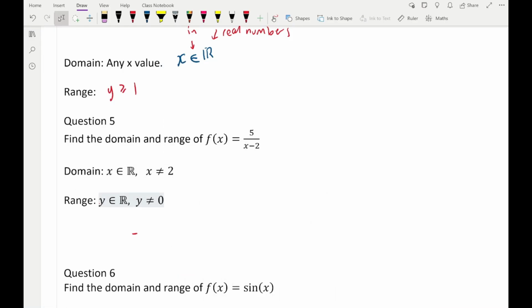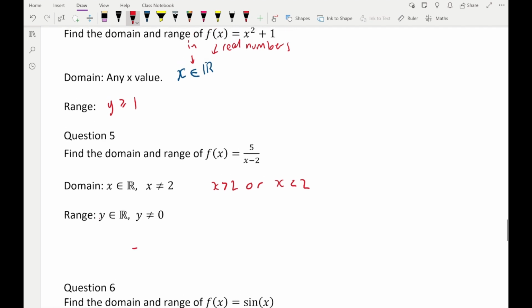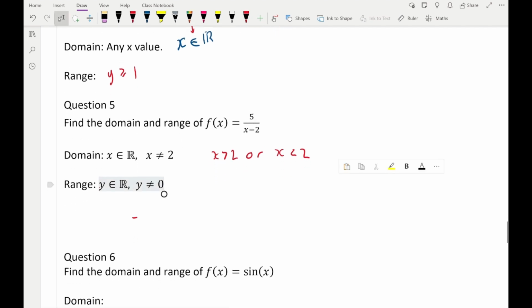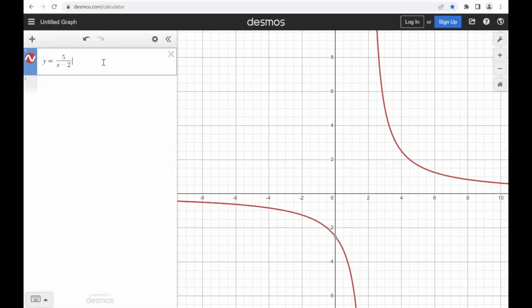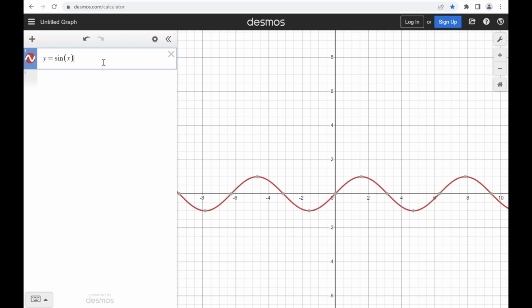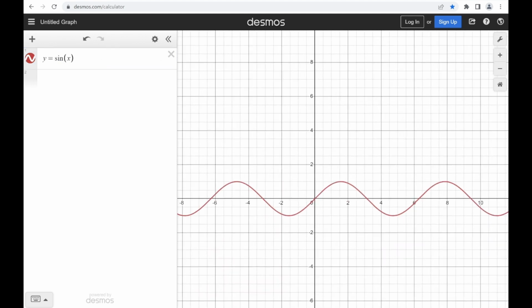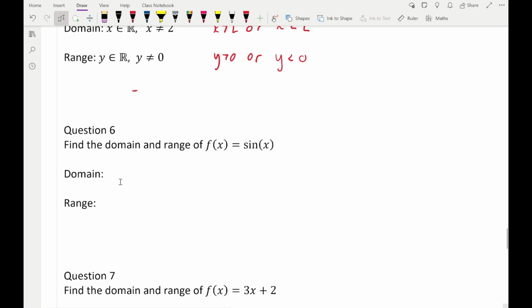Okay, so that's good. The other way you could write this domain is you could write x is greater than 2 or x is smaller than 2. So it could be bigger than 2 or smaller than 2. It just can't be 2. Same here. You could write y is greater than 0 or y is less than 0. All right, sine of x. Let's have a look. So it seems to go on forever in both directions. So the domain is going to be x is in R, just like that.